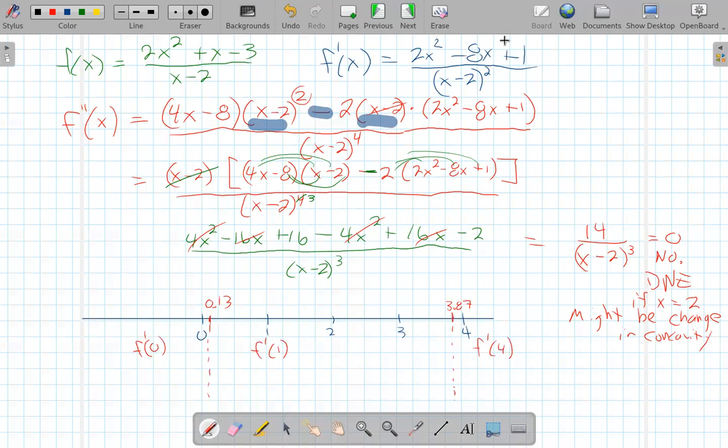If we plug in a 0, so I'm plugging into the first derivative up here, we get 1 over (-2) squared, which is positive. So the function should be increasing through here. And what about after that? If we were to plug in a 1 up here, we would get 2 minus 8 plus 1, and the bottom's squared, so it's always positive in the bottom. So the question is, what's the numerator? I'm going to get 2 minus 8 plus 1, that's definitely negative. You can check on a calculator. So we're decreasing on this side.